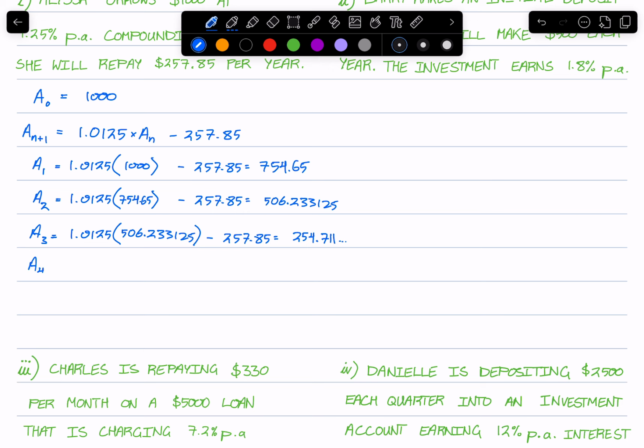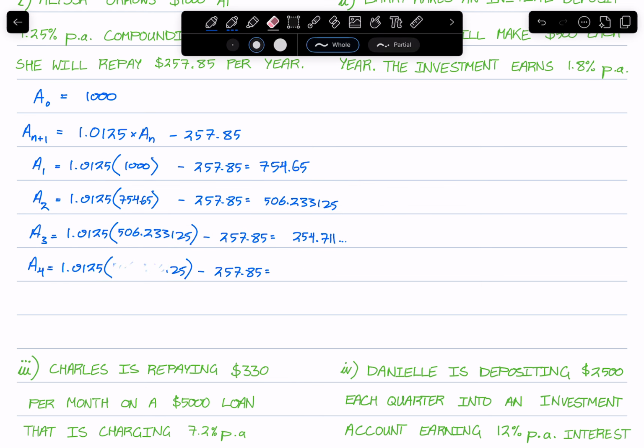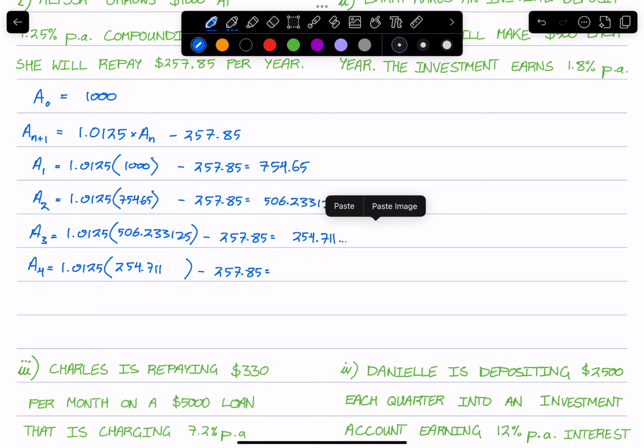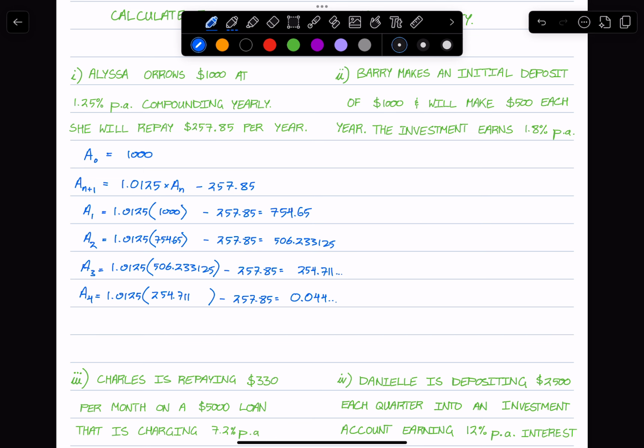And then A4 is the same calculation, but we take the input from the previous, 254.711. In my calculator, I'm going to be using the answer key. Put the answer in there, and I get 0.044, about 4 cents left. And that is the end of that repayment.